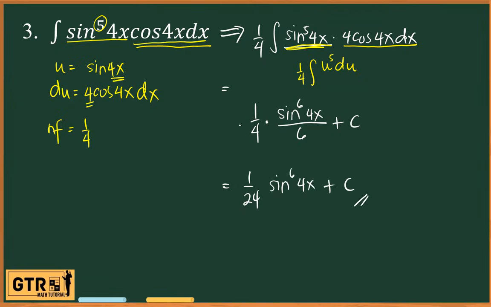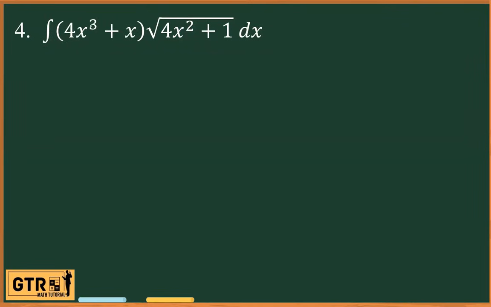Final answer. Next, number 4: the integral of 4x cubed plus x times the square root of 4x squared plus 1 dx. In this type of problem, we want to use u to the n du. So we will let u be 4x squared plus 1, and n is the radical sign, the square root, which is an exponent of 1/2. So 4x squared plus 1 to the 1/2 dx.